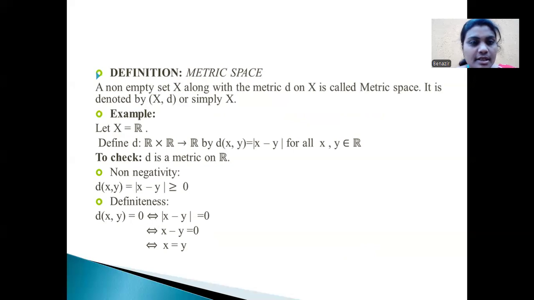For this, considering, let X is equal to R, define d from R cross R to R by d(x,y) is equal to modulus of x minus y for all x, y belongs to R. Now, to verify that d is a metric on R: non-negativity, d(x,y) is equal to modulus of x minus y, which is greater than or equal to 0. Definiteness, d(x,y) is equal to 0 if and only if modulus of x minus y equal to 0, then if and only if x minus y equal to 0, from this x is equal to y.